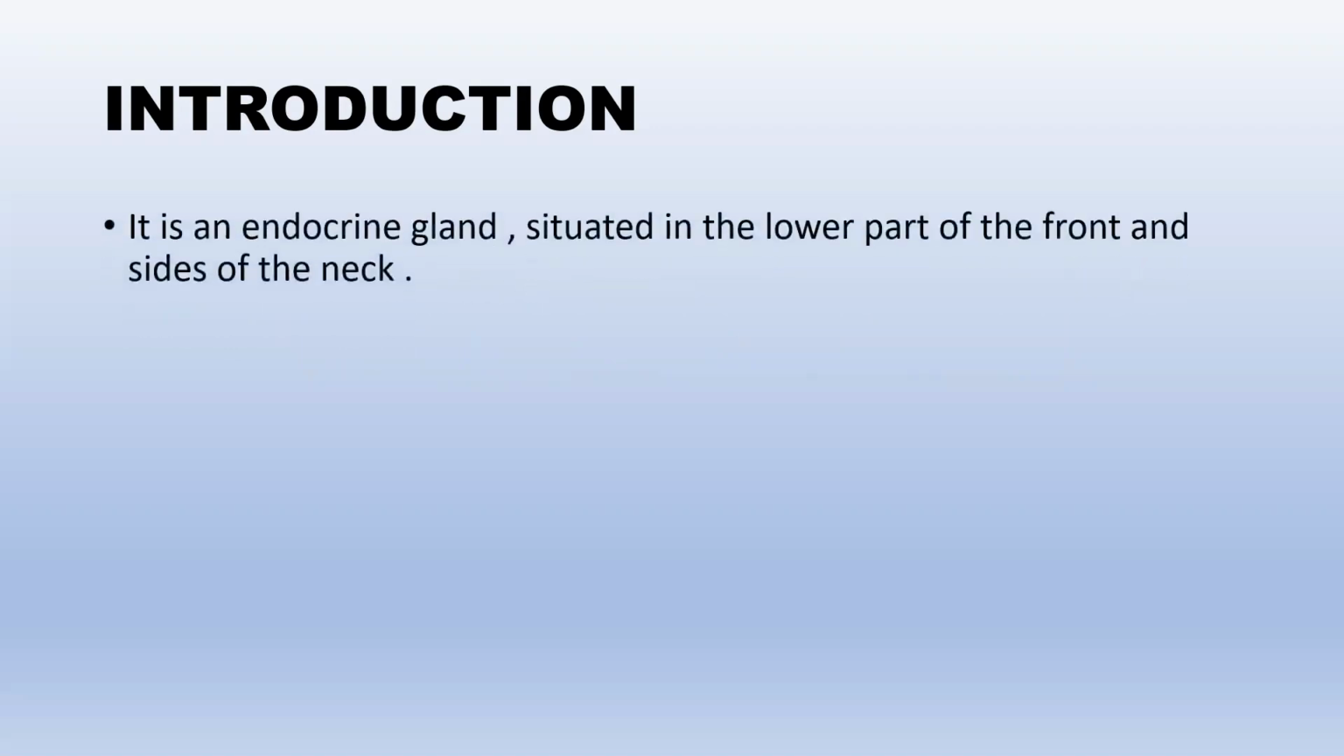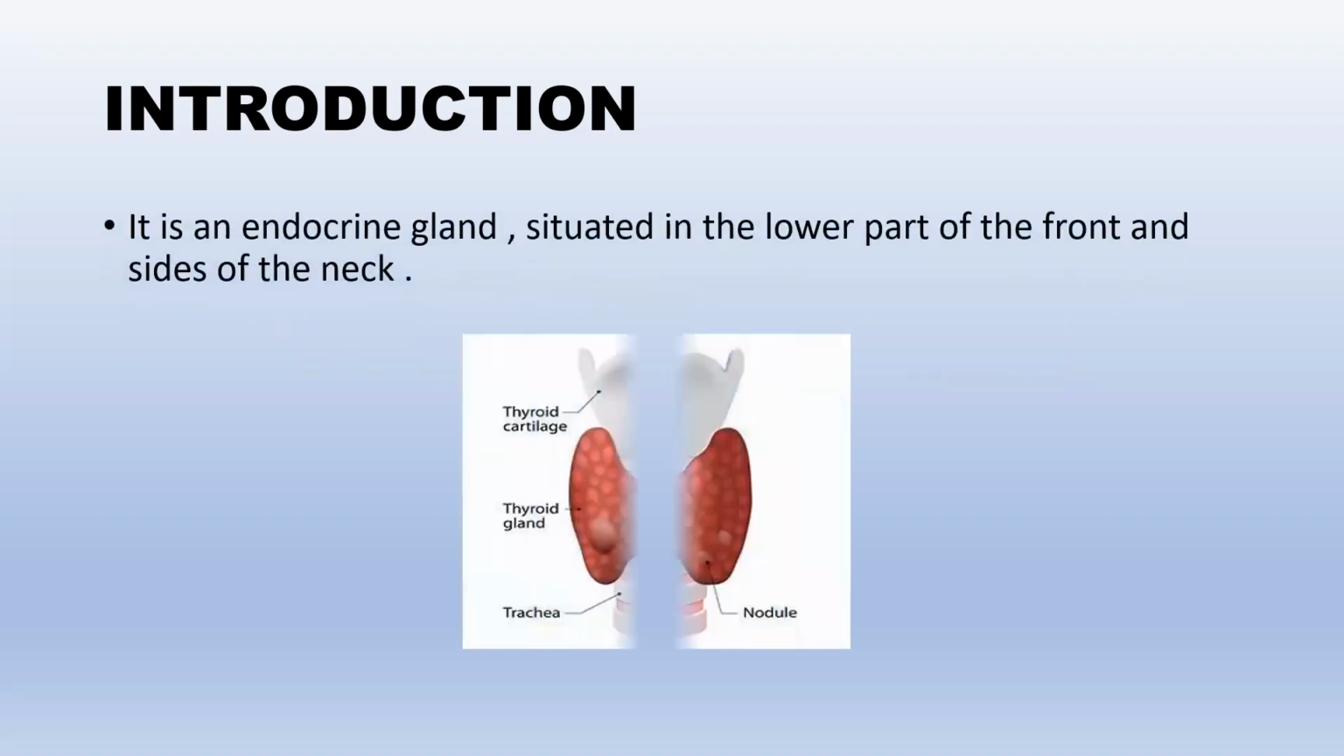Today we are going to discuss an important topic, the largest endocrine gland in our body, that is the thyroid gland. So, getting into the topic, what is this thyroid gland? It is the largest endocrine gland and it is situated in the front and in the lower sides of the neck.